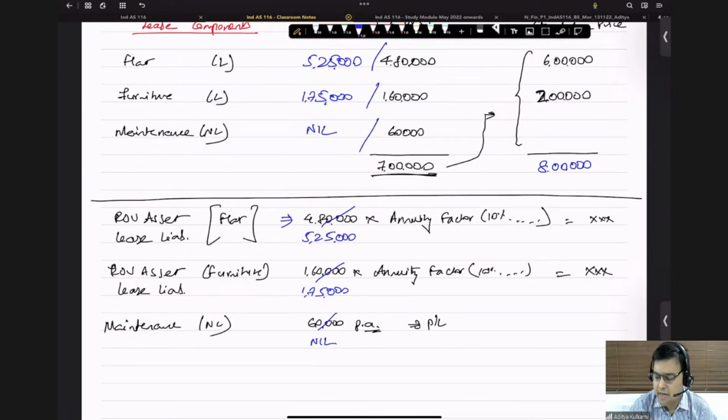Have you understood the implications of the practical expedient? Yes. Practical expedient, when we introduce, did you understand uska effect kya hoga? Yes. Uska effect material hoga ya immaterial hoga? It will be immaterial.